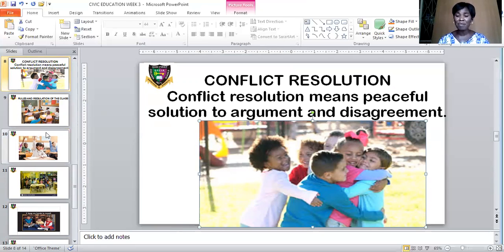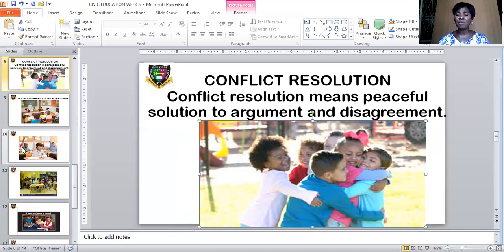When you have a disagreement that causes conflict, instead of fighting or abusing each other or pushing each other, you report to your parent or your auntie, your teacher in the school, and the teacher will settle you, will give a peaceful resolution that will not bring argument or disagreement again.